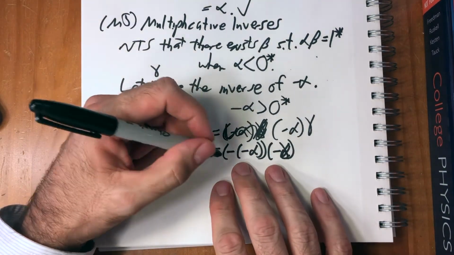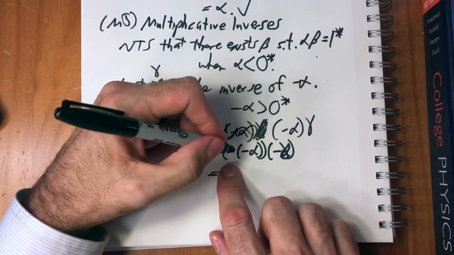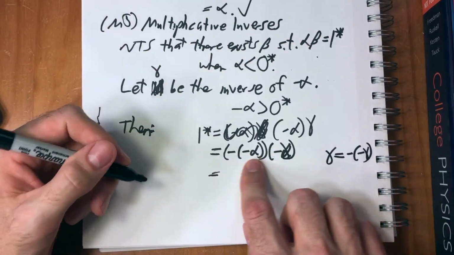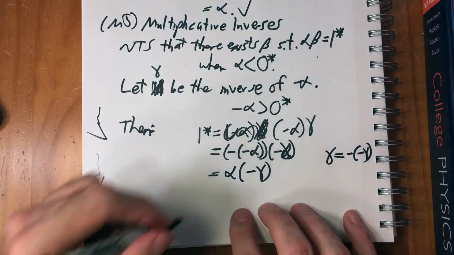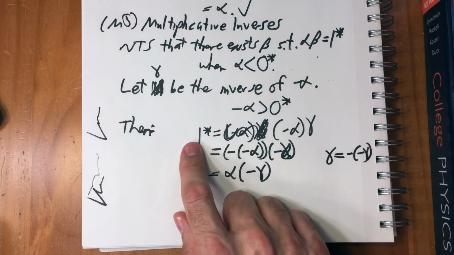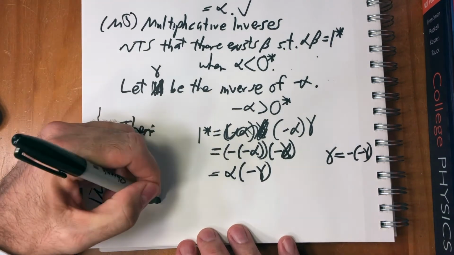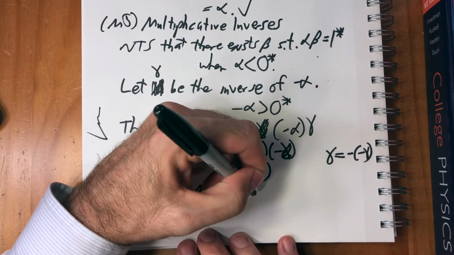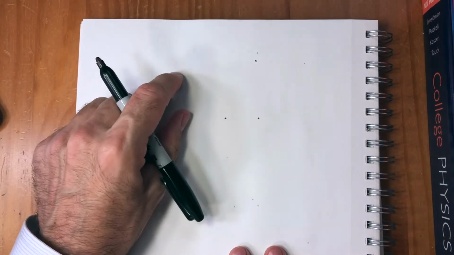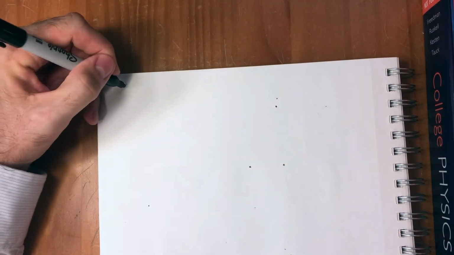Okay, so now we can apply our rule to this to come up with alpha equals minus gamma, or alpha times minus gamma equals 1. And that's what we needed to know. So let beta equal minus gamma, and we're done. All right. Okay, so that's it. We've proven all of the multiplication axioms for all of the real numbers, negative and positive.